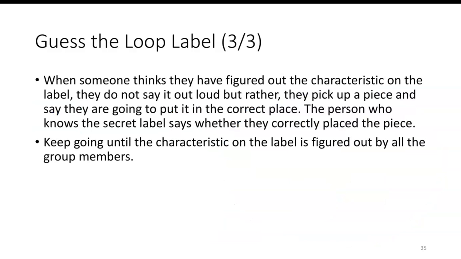When someone thinks they have figured out the characteristic on the label, they do not say it out loud, but rather they pick up a piece and say they are going to put it in the correct place. The person who knows the secret label says whether they correctly placed the piece. You keep going until the characteristic on the label is figured out by all the group members.